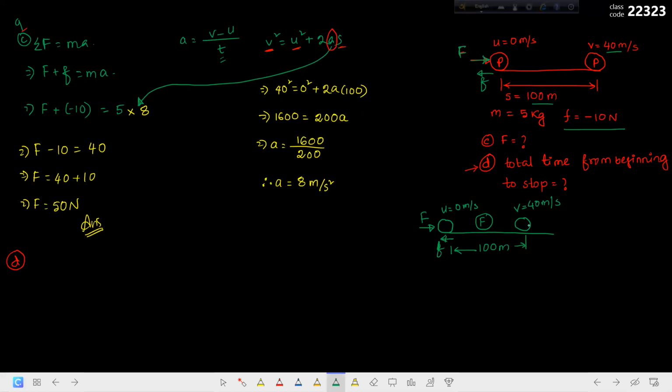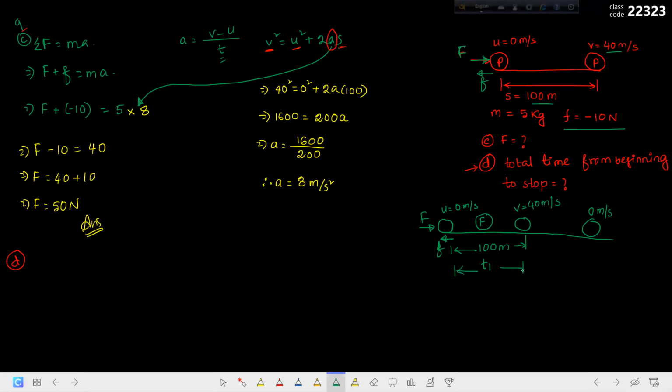So after this point, only the frictional force is acting on the body. This force is not working anymore. So what will happen? As the friction force is acting, the body's velocity will start to decrease now. And after some time, the body will come to rest, right? The same body will come to rest. So here again, 0 meter per second velocity. Okay. So we need to calculate the time taken.